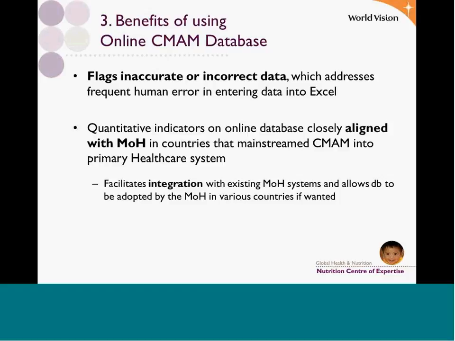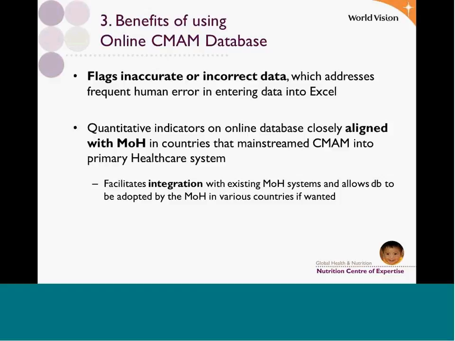A feature is that it flags inaccurate or incorrect data, data that seems incorrect. So this addresses frequent human error in entering data. And as I mentioned, it also automatically calculates totals and the cure, death, default, and responder rates as well. And so you don't have to calculate those on your own anymore. You just get the graph and the reports automatically, and it's calculated for you. So that's a very interesting feature.